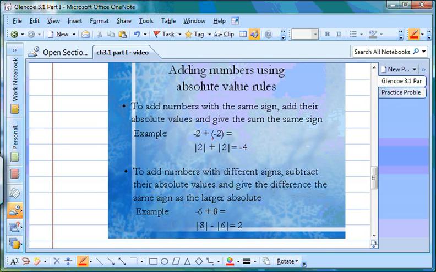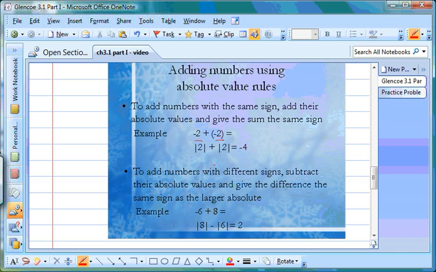So in the first example, you have -2 plus -2. First thing we're going to do is we're going to change those into absolute values. So we have the absolute value of 2 plus the absolute value of 2. We're adding them because they had the same sign. They were both negatives. 2 plus 2 equals 4. So far, so good. Now we have to go back to our original problem and look and see what sign did both of the numbers have. Both of the numbers had a negative sign in front, so our answer also has to have a negative.